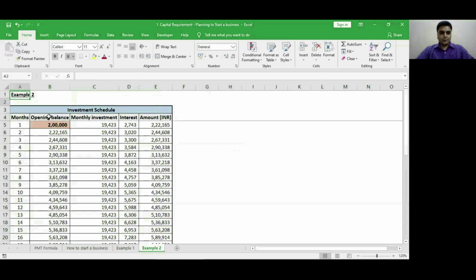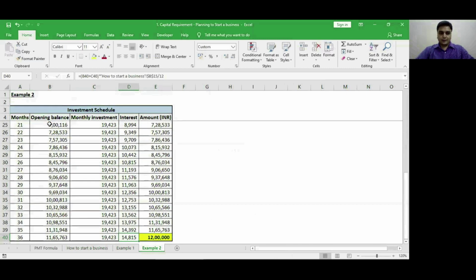Now this is for example 2. Here my opening balance is 2 lakh rupees. Investment will remain the same. Interest as discussed in the previous slide and closing balance. So if I go directly onto the 36 months, you can see that total corpus that I will get at the end of 36 months will be 12 lakh rupees. Let's go to another exercise.